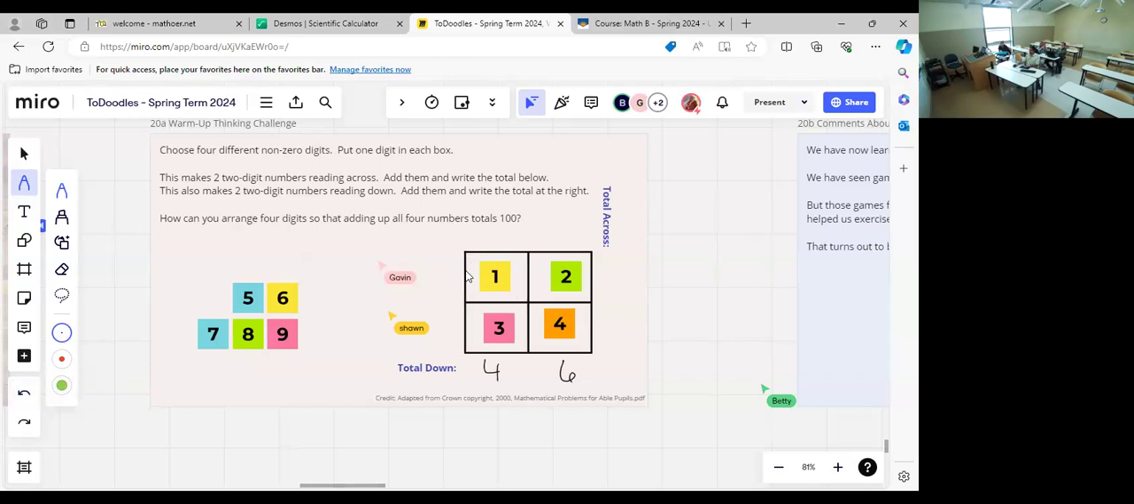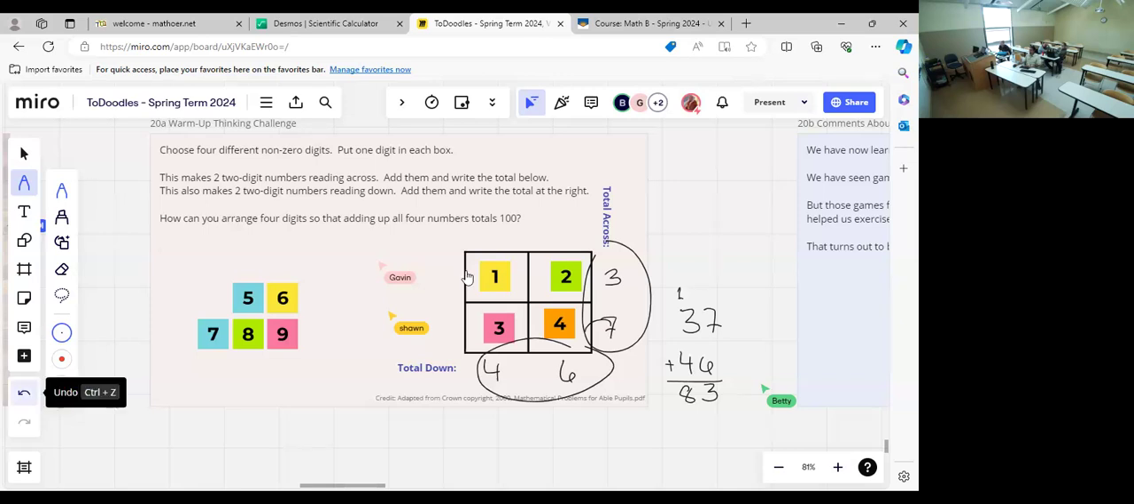So then we get 37. And I want to add things up so that our two numbers here add up to 100. So far we're at 6 and 7, 37, and 46. 6 and 7 is 13. And then 3 and 1 and 4 is 8. So we're at 83. So we need to get a little bit bigger than what we've done so far.